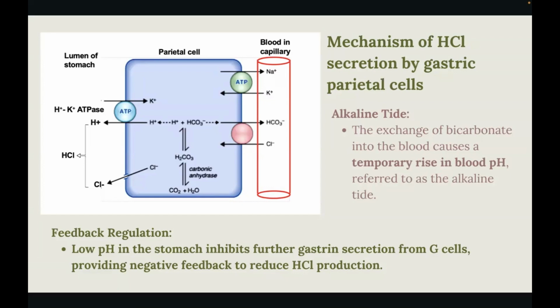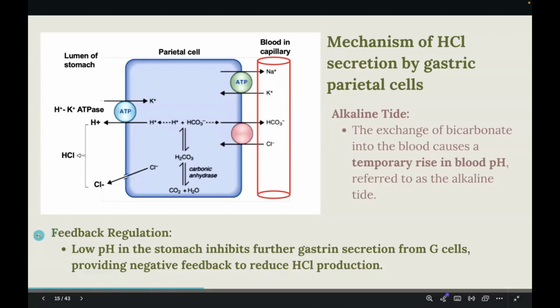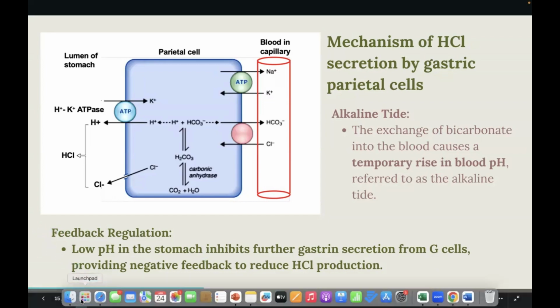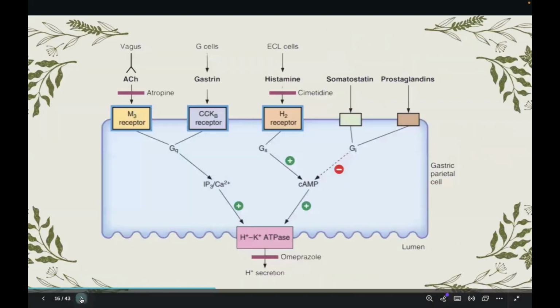Obviously, a very small amount will be produced because there's still histamine from ECL cells, there's still acetylcholine, come on. However, these form only little percentages of the HCl. The main contributing factor is the gastrin. So this is known as the feedback regulation, and this is a very normal physiological process done by the body. Perfect. Moving on. This is just like a summary.